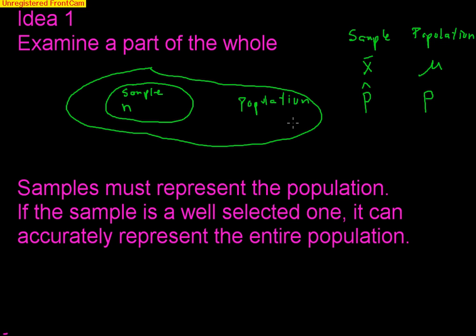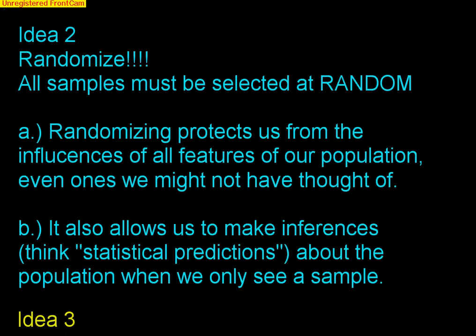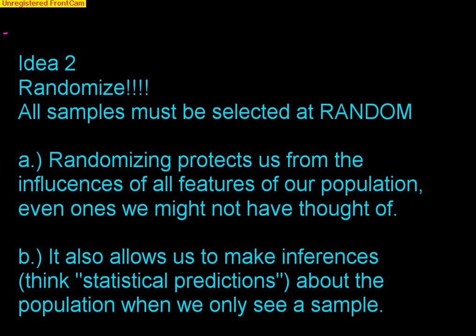And samples must represent that population. If the sample is a well-selected one, it can accurately represent an entire population. But again, it's got to be a well-selected one. Idea number 2 is really important as well, and idea number 2 is to randomize. All samples must be selected at random.